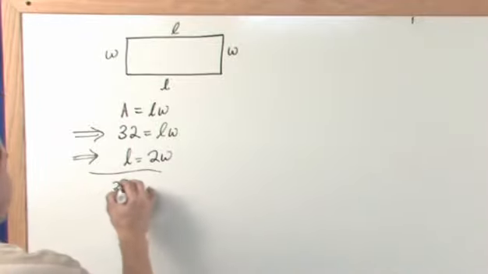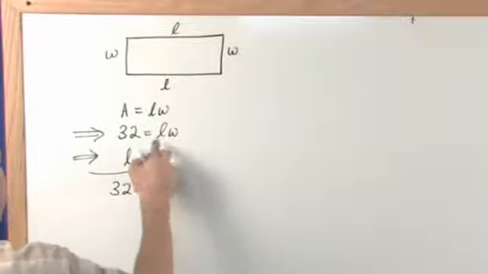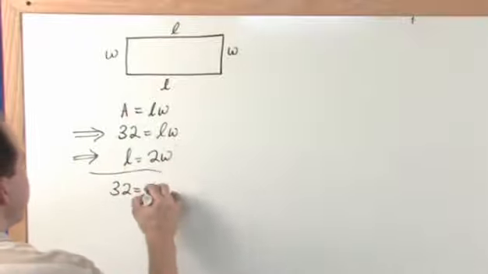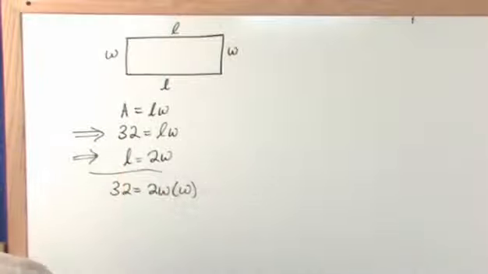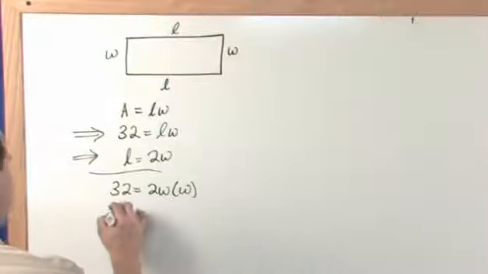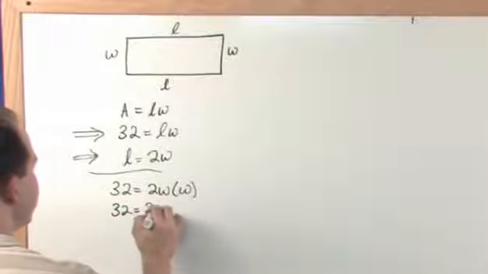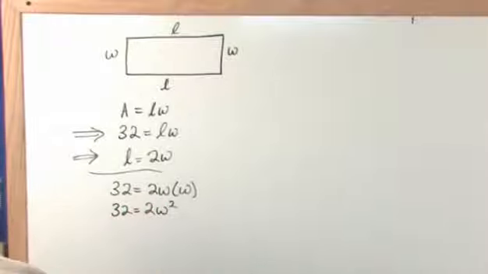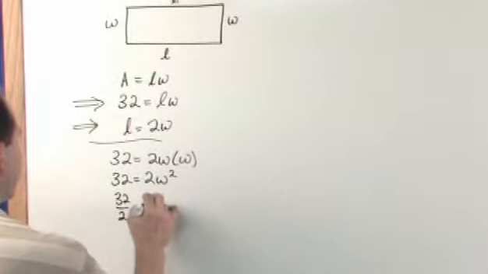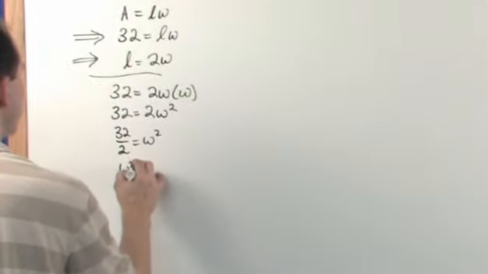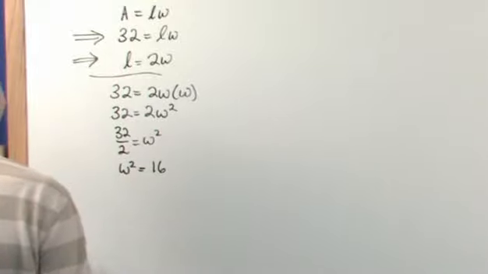So plugging this in, 32 is equal to, plugging L in here, 2 times W times W, taking this L and plugging it into there. So 32 is equal to 2W squared. W times W gives me W squared. Okay? Now to get W squared by itself, I'm going to divide both sides by 2. So 32 divided by 2 is equal to W squared. So then W squared is going to be equal to 16.